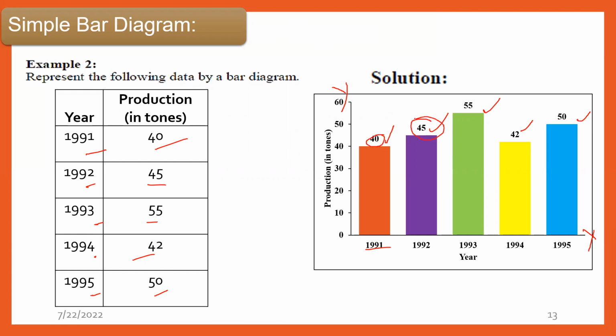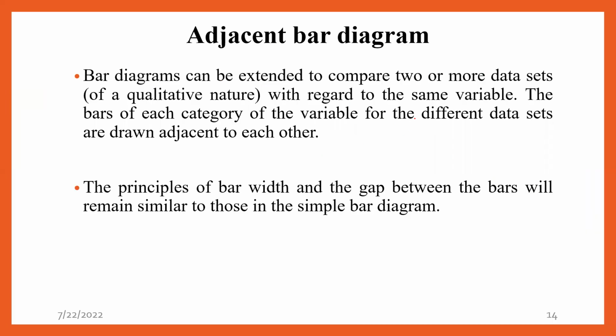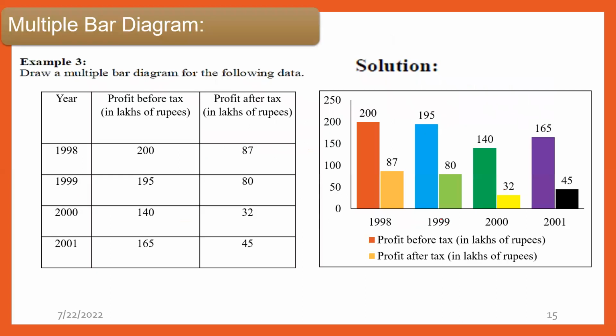So this is the simple bar diagram we can create easily with the help of Microsoft Office Excel. Now the next point is the adjacent bar diagram. The adjacent bar diagram can be extended to compare two or more data sets of a qualitative nature with regard to the same variable. The bars of each category of the variable for the different data sets are drawn adjacent to each other. The principle of bar width and the gap between the bars will remain similar to those in the simple bar diagram. This is the basic concept we need to understand.